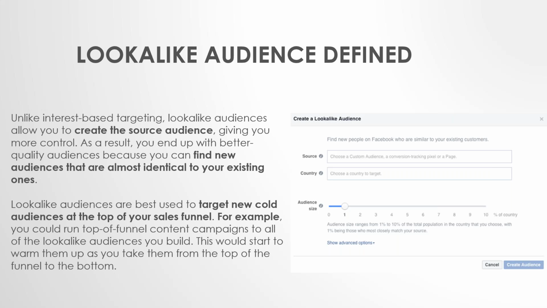This would start to warm up the audience as you take them from the top of the sales funnel to the bottom. All right, and so here's a screenshot of what that looks like whenever you go in to create your custom audience. And you can see the audience percentage sizes range from 1 to 10% of total population in the country that you choose, with 1% being those who most closely match your source audience, all right?